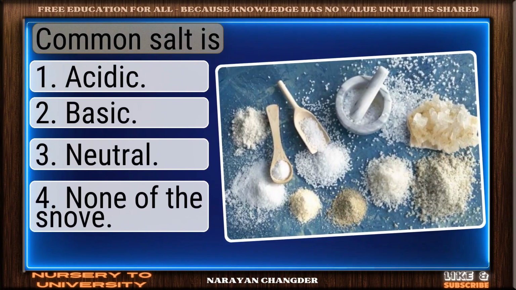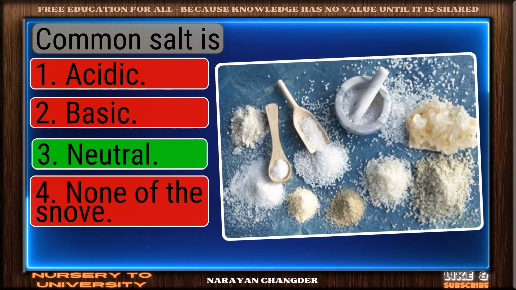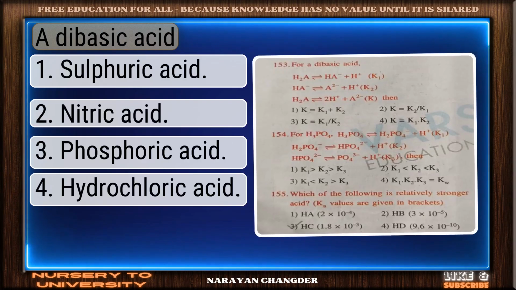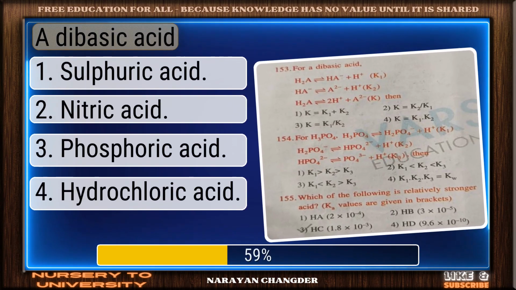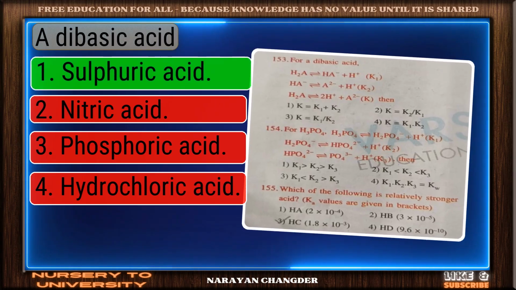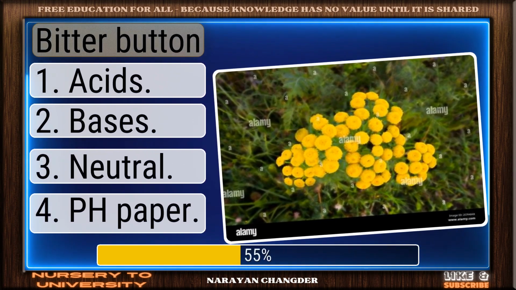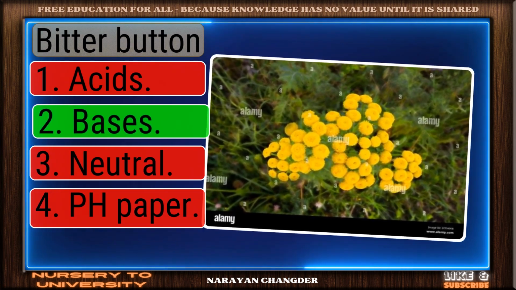Question number 287, common salt is. You're right. Neutral is the correct answer. Question number 288, a dibasic acid. Excellent choice. Sulfuric acid is the right answer. Question number 289, bitter bottom. Sharp thinking. Bases is the right choice.